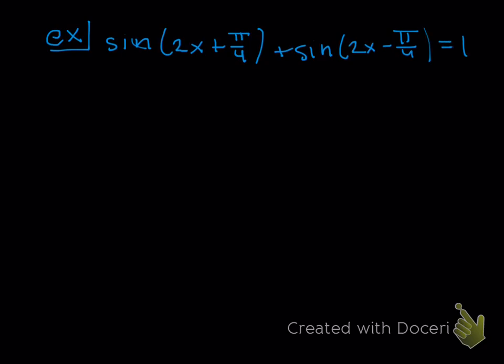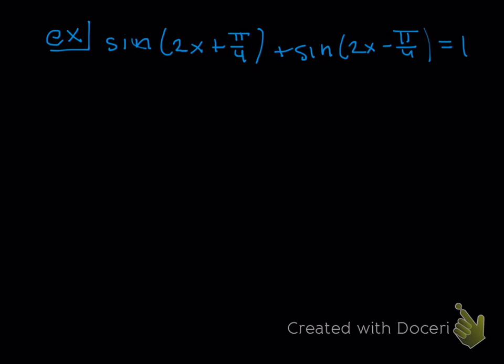So for our first example, we're going to have sine of 2x plus pi over 4 plus sine of 2x minus pi over 4. And this is equal to 1.